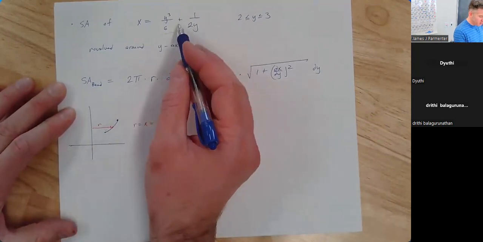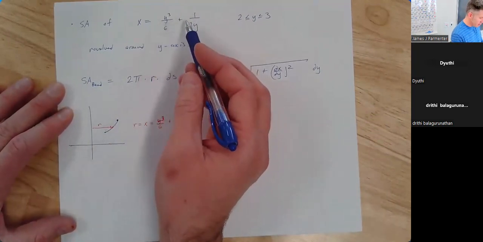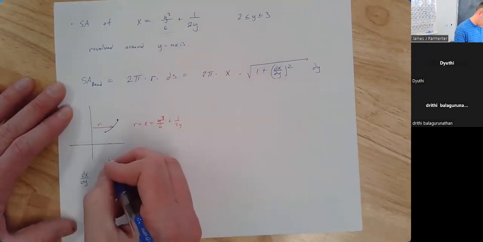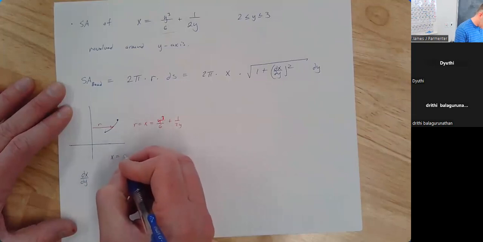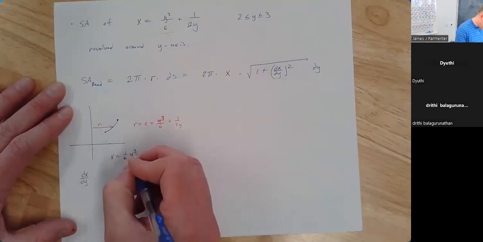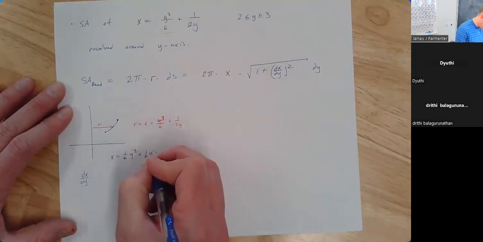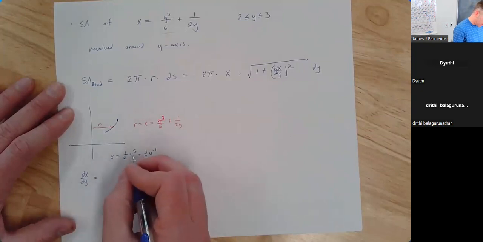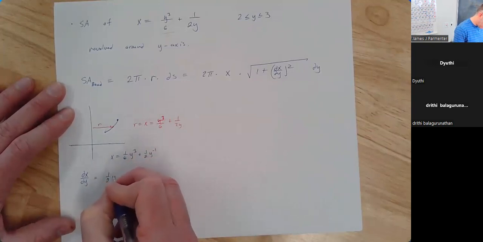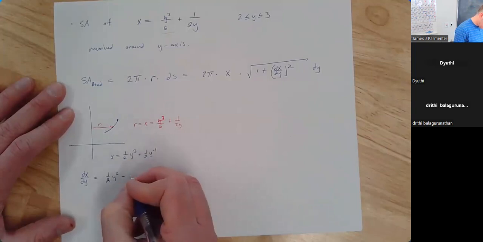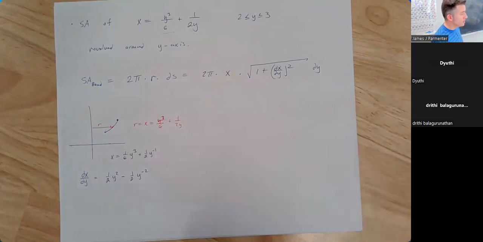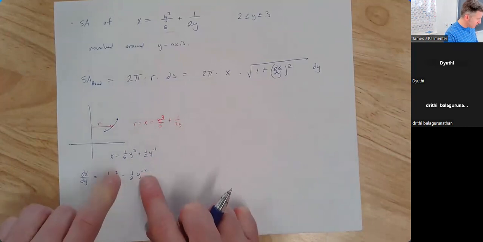So I definitely do recommend writing this in a way where it's easier to differentiate. So dx dy, I didn't do the thing I said. x is equal to 1/6 y cubed plus 1/2 y to the negative first. So then the derivative of that is going to be 3/6, so 1/2 y squared minus 1/2 y to the negative 2. And look, we see the same sort of pattern arising here, where the powers of my variable are opposite signs of each other.